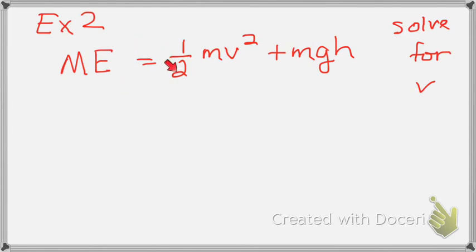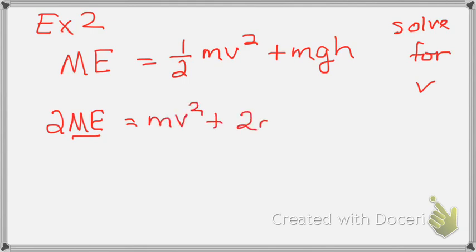It already has a multiply by 2, right? Okay, that's a good idea. Get rid of your fractions by multiplying by a 2. So if I take every term times a 2, I'm going to have 2 times mechanical energy. And that's not 2 separate variables. Those are tied together. That represents one thing. So 2me is equal to mv squared plus 2mgh. Because if I multiply this one by 2, the 2 and the 1/2 cancel.